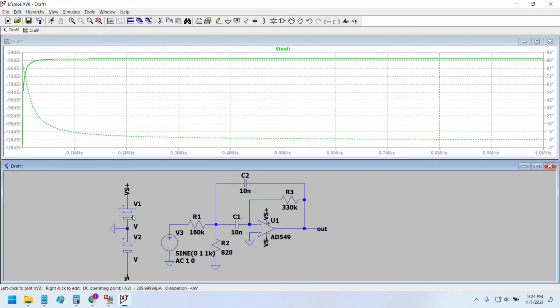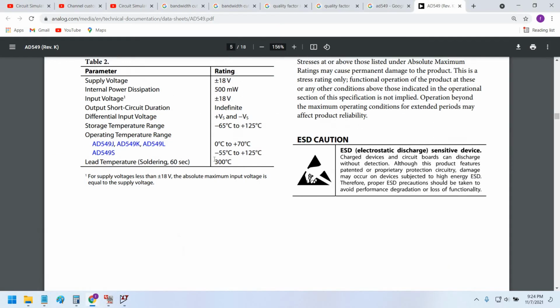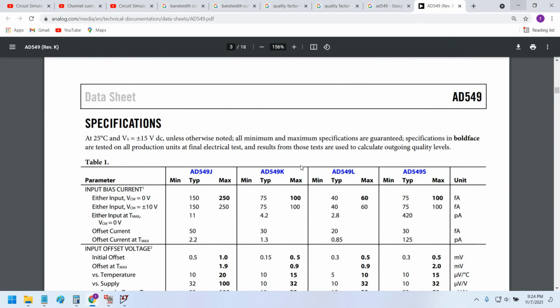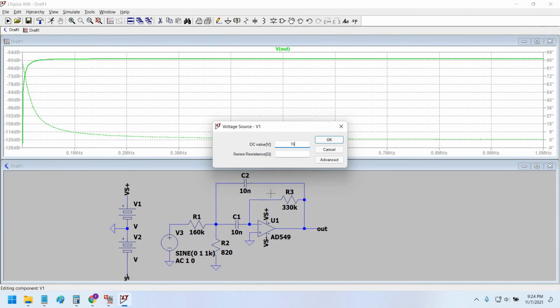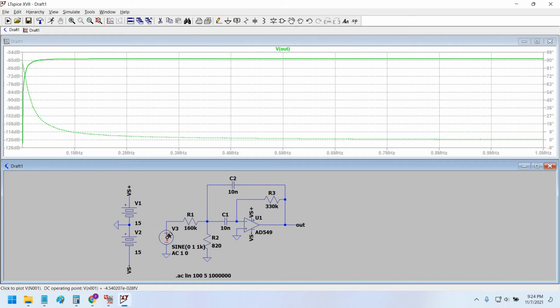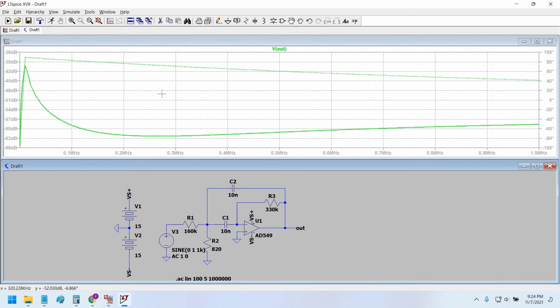Hmm. Yes, we also forgot to input the voltages. Plus minus 15 volt, I think it was. Yes, 15 volt, 15 volt. Voltage supply is set, grounded, signal input, output, simulate. Yes, here is the response.